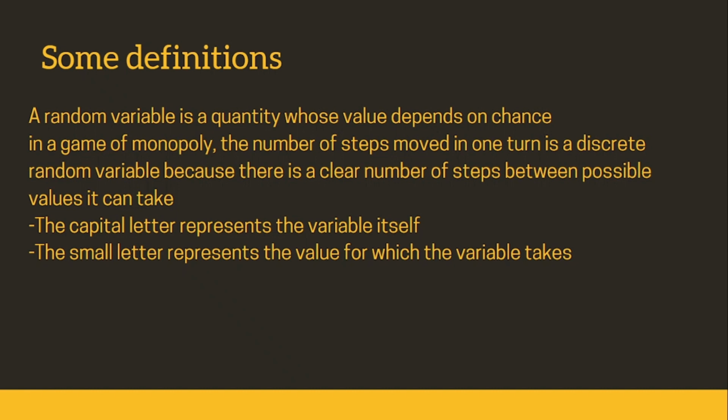Like in the game of Monopoly, the number of steps moved in one turn is considered discrete. It is because there is a clear number of steps between the possible values you can take and the possible values you cannot. And so the capital letter will represent the variable itself, while the small letter represents the value which this variable can take.